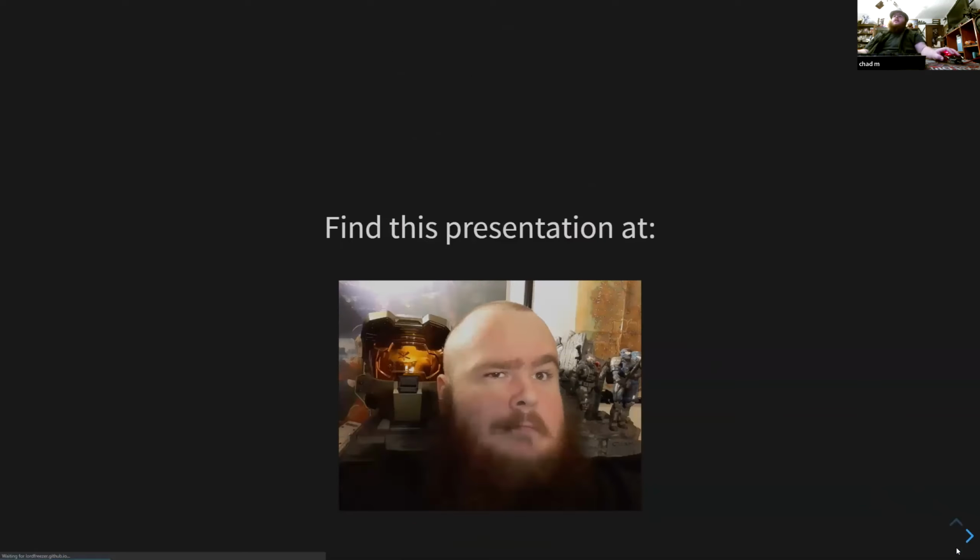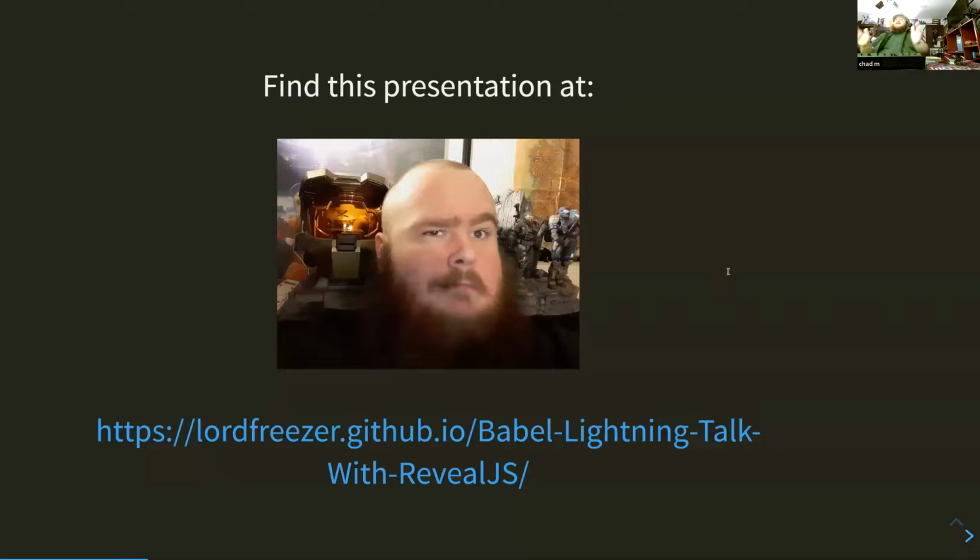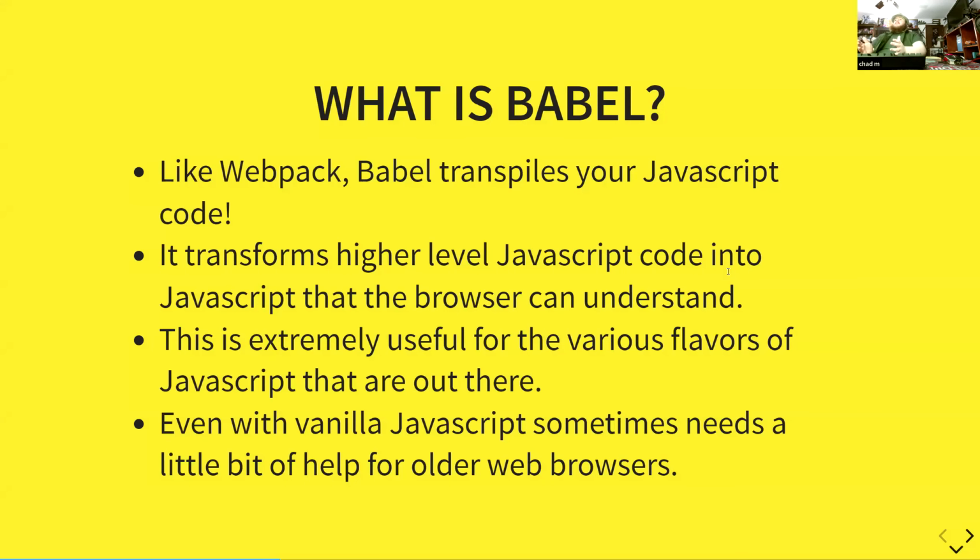You can also find this presentation at this link here. So what is Babel? Like Webpack, Babel transpiles your JavaScript code. What Webpack does is it transpiles everything; it's like a mega transpiler. Now Babel specifically transpiles JavaScript. It transforms higher level JavaScript into JavaScript that the browser can understand. This is great for the many JavaScript frameworks out there, and it helps JavaScript be compatible with older web browsers.